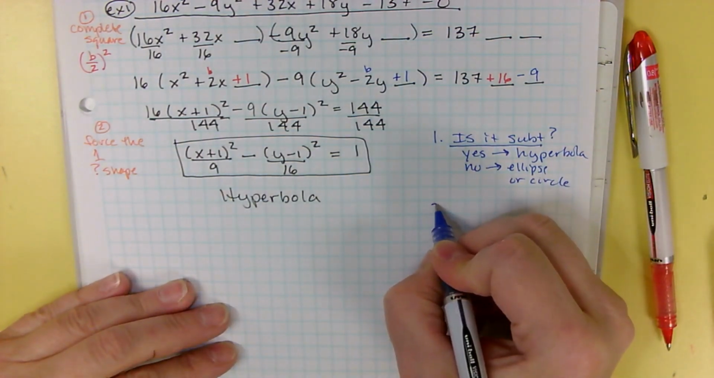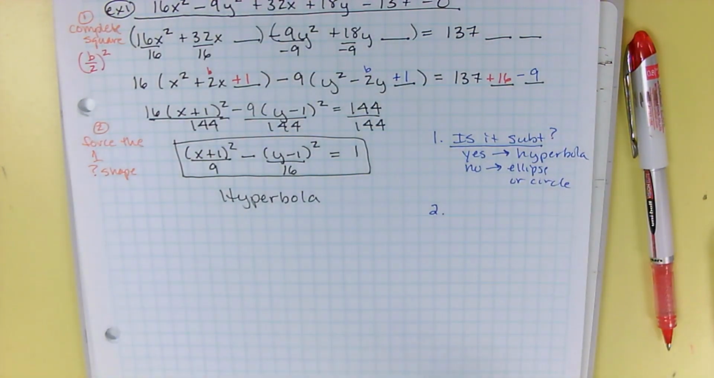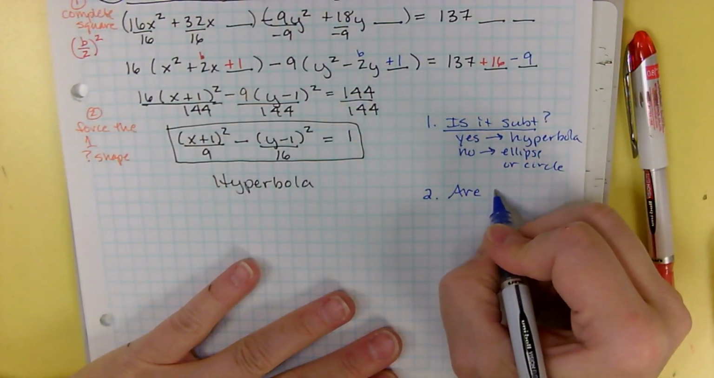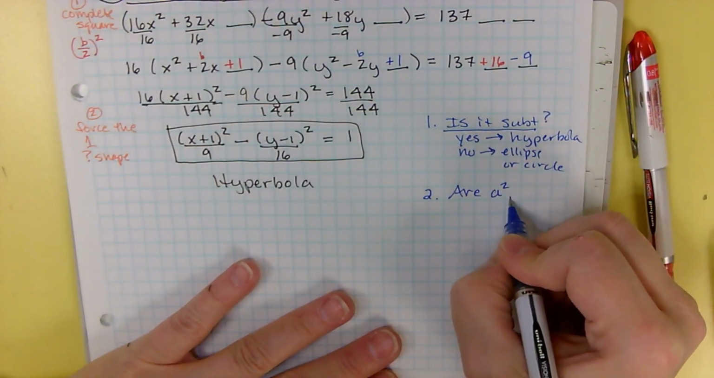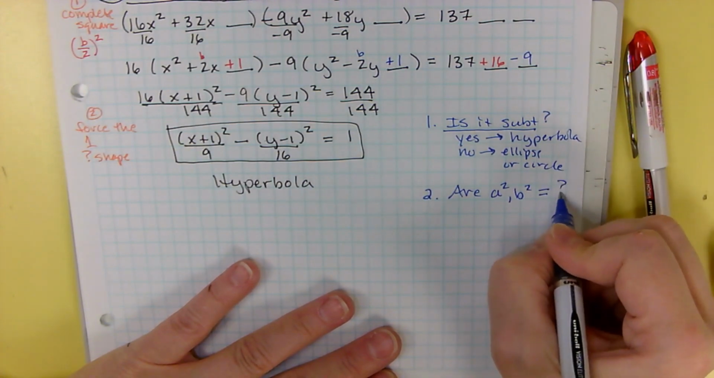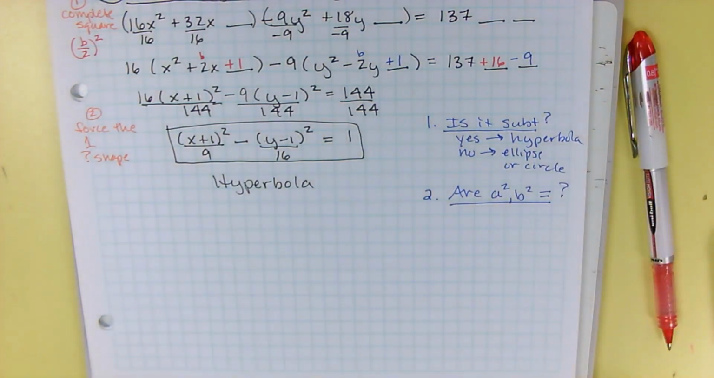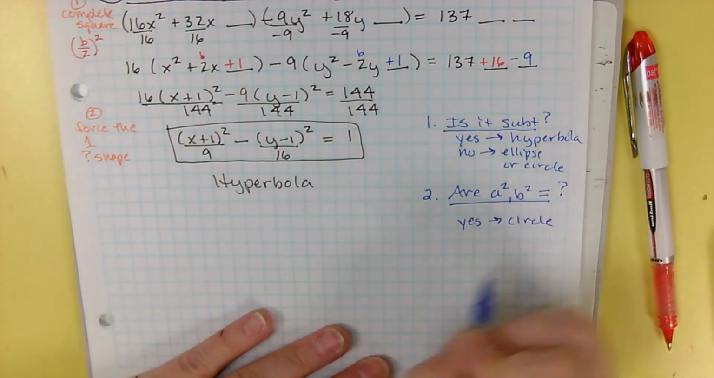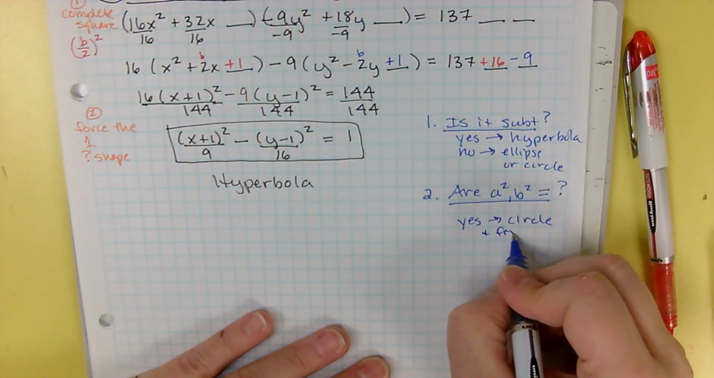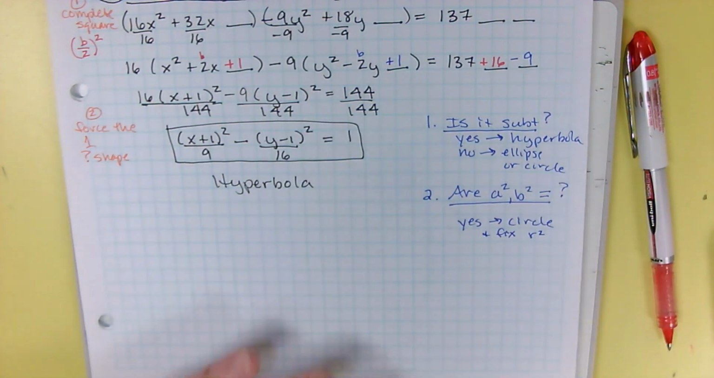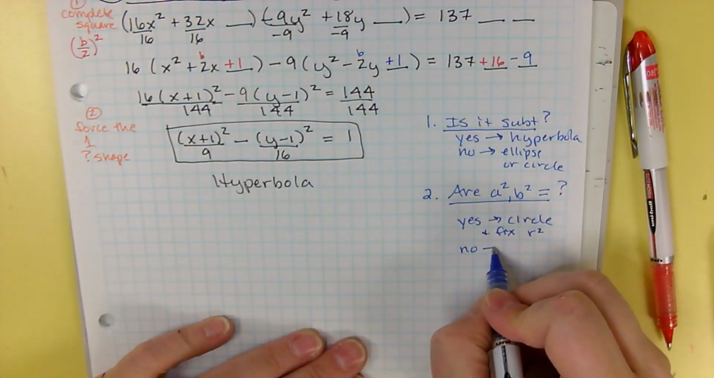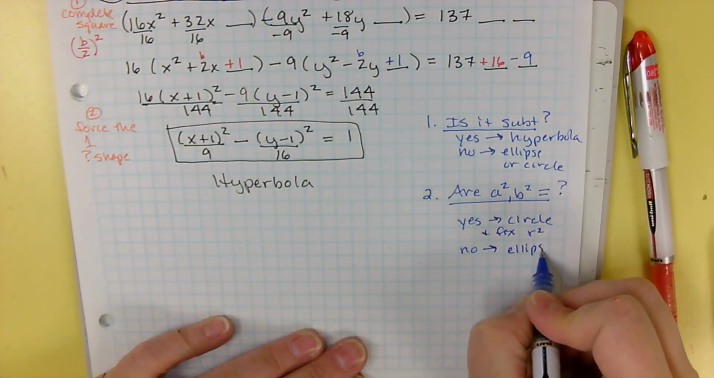Okay, so if it wasn't subtraction, your second question is, are a squared and b squared equal? If it's a yes, you have a circle and you need to fix it because you have an r squared that needs to be there. If the answer is no, a squared and b squared are not equal, you have an ellipse.